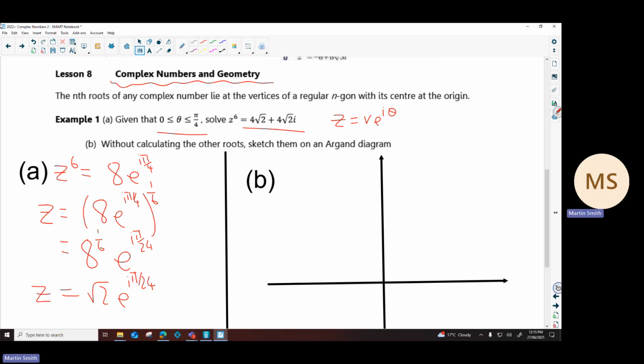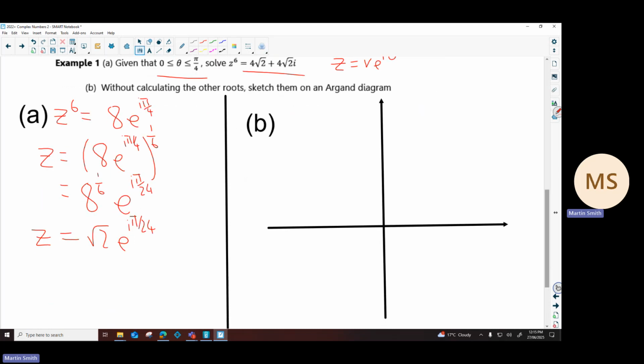It then says, without calculating the other roots, sketch them on an Argand diagram. So if I call this root Z1, this one we know has a modulus root 2 and an argument pi over 24. Pi over 24 is a very small positive angle. It's 180 degrees divided by 24, 7.5 degrees. So this, and I'm going to represent it by a line coming out of the origin, gives me this point here. Here is where this complex number, Z1, is.